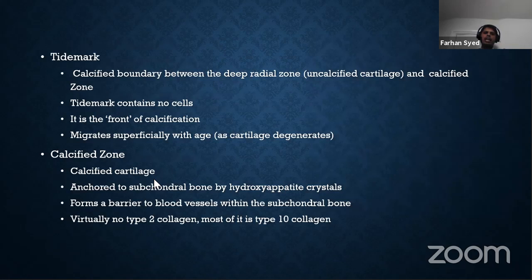Tide mark, as you know, is the calcified boundary between the deep and the calcified zone. Tide mark has no cells. It just refers to the most superficial layer of the calcified area. It migrates superficially with age. So as you know, with age, there's thinning of the cartilage, and as cartilage thins, the tide mark becomes more superficial. This is another important aspect you have to understand with regards to tide mark.